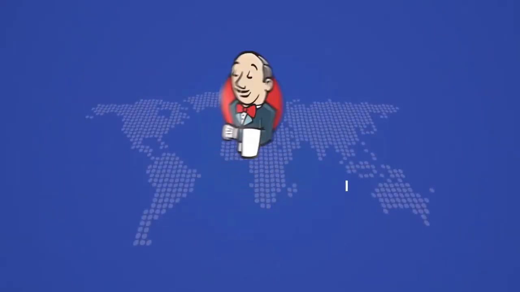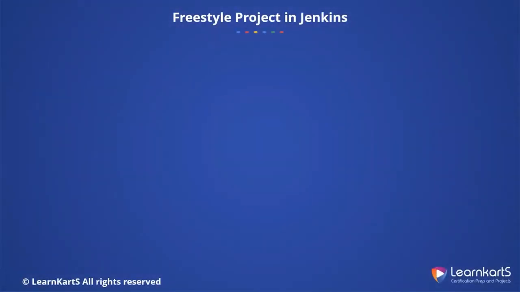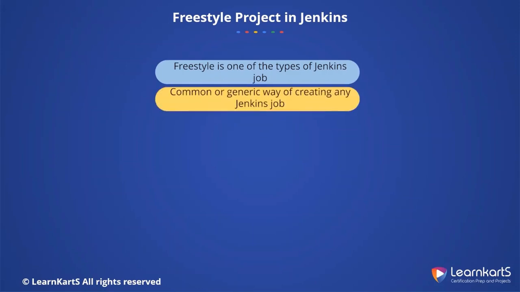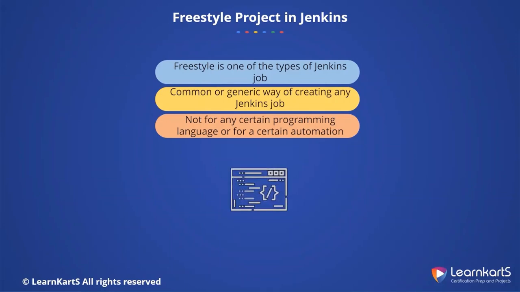Now, what exactly is a freestyle? Because we have such a huge number of Jenkins job types, and freestyle is just one type of Jenkins job which is available. The name is pretty clear that it's not something static to one type of Jenkins job. It's a very generic way of creating any Jenkins job. We are not saying that freestyle is only there for a certain programming language or for a certain automation. It's a very generic process which is available altogether.